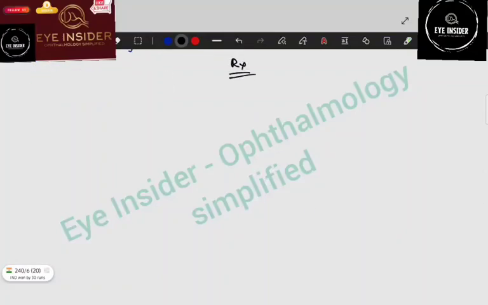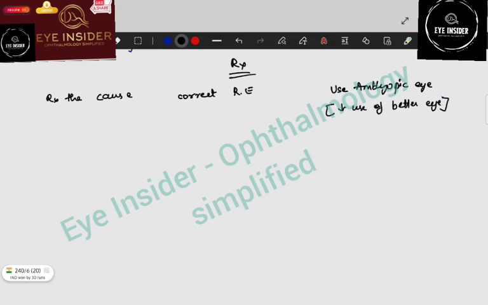Coming to the treatment, that is management of amblyopia. The management includes treating the cause, correction of the refractive errors, and use of the amblyopic eye. So we force the use of the amblyopic eye and reduce the use of the better eye. What should we do in these 3 cases? First, we should treat the cause.